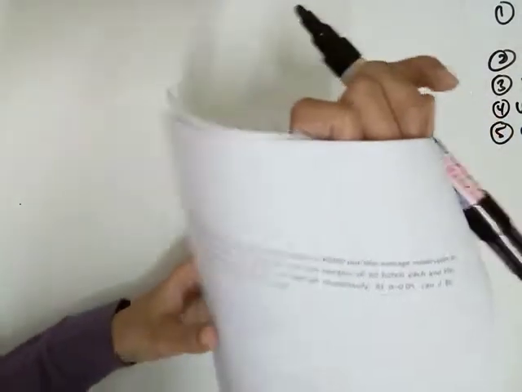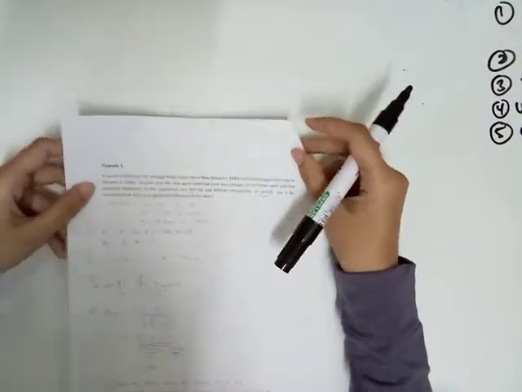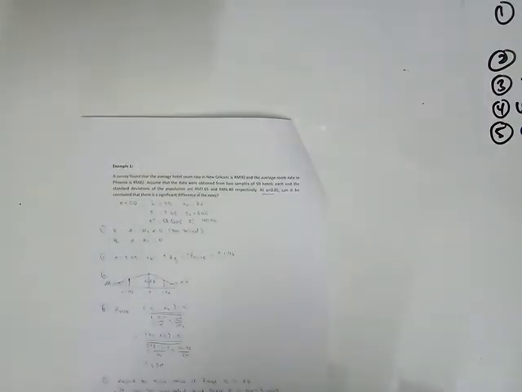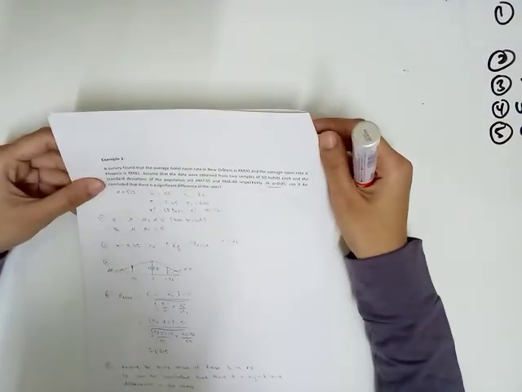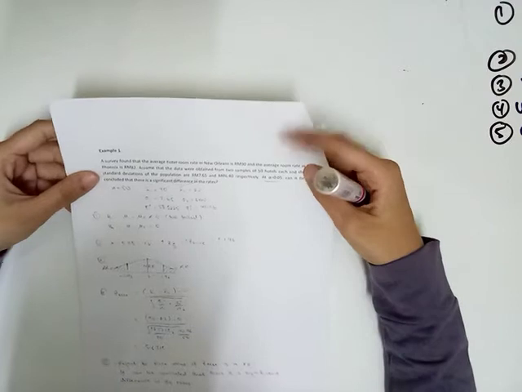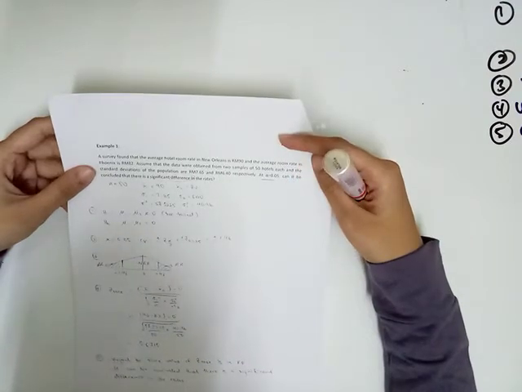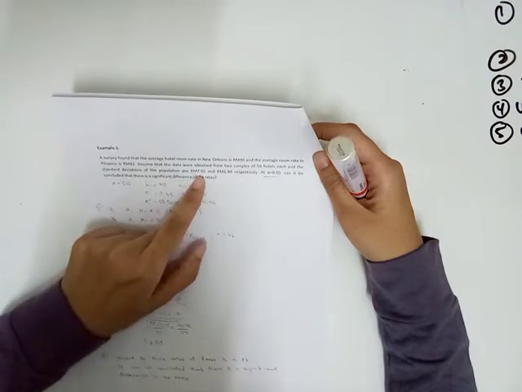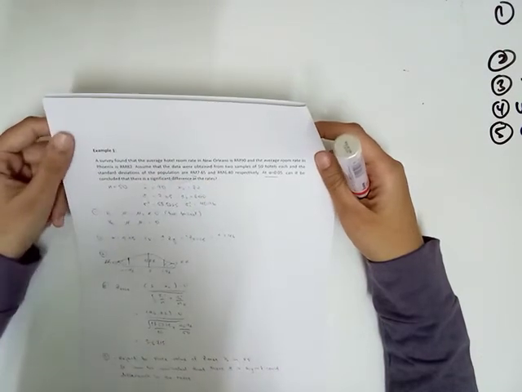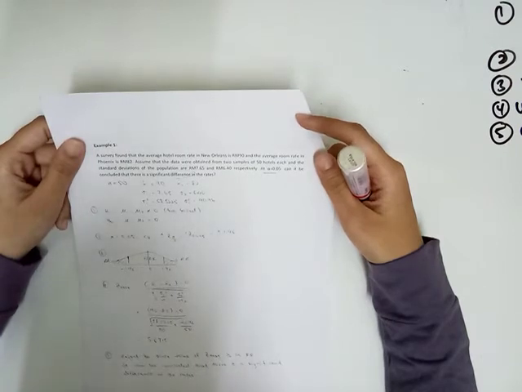So look at example 1. A survey found that the average hotel room rate in New Orleans is 90, and the average room rate in Phoenix is 82. Assume that the data were obtained from two samples of 50 hotels each, and the standard deviations of the populations are 7.65 and 6.4 respectively. With alpha 0.05, can it be concluded that there is a significant difference in the rates?